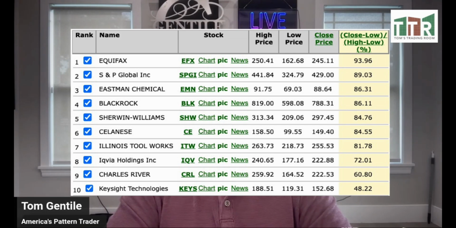All right, S&P Global is something that tracks the S&P quite well, but then Eastman Chemical comes in number 3, maybe about 13% off its highs, but it's in the 80s. But if you're looking for something that you could trade during the MLK holiday, Equifax has been moving quite well and is very, very bullish right now.